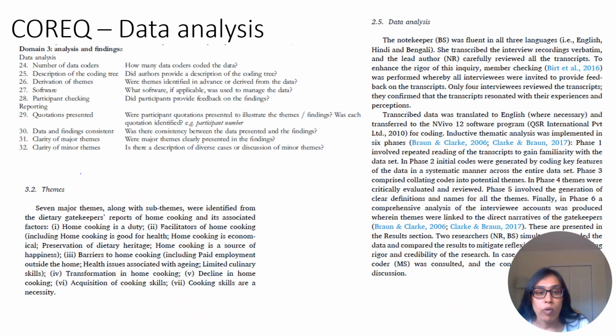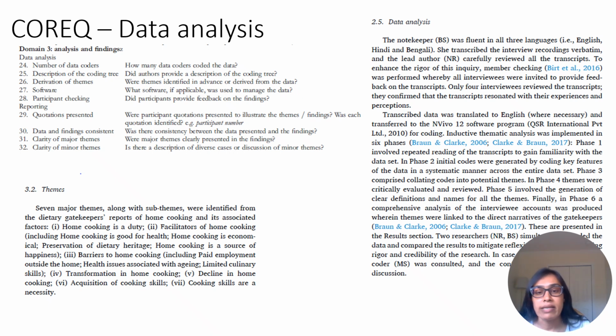Now, under reporting, quotations presented. Were participant quotations presented to illustrate the themes or findings? Was each quotation identified? Like who said that? We'll discuss that also. Item 30, is data and findings consistent? Was this consistent with data presented and the findings?